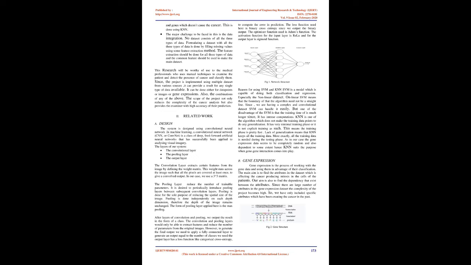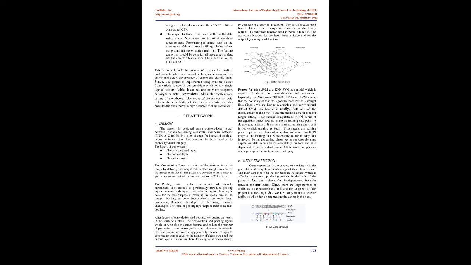Reason for using SVM and KNN. SVM is a model which is capable of doing both classification and regression, especially for nonlinear datasets. Nonlinear SVM means that the boundary of the algorithm need not be a straight line. Since we have a complex and convolutional dataset, SVM can handle it easily. But one of the disadvantages of SVM is that the training time is much longer since it has intense computations.